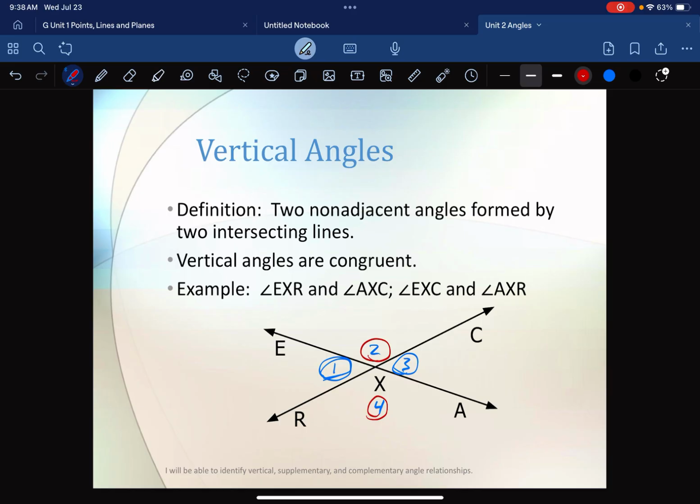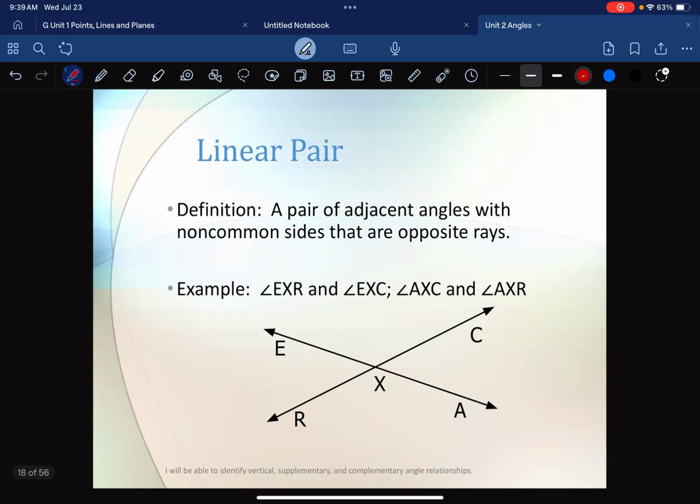So if you had any with 3 letters, we have EXR, that's angle 1, and AXC, that's angle 3 right there. And then EXC is angle 2 in the drawing, and angle AXR is angle 4 in the drawing. Okay? Sometimes it's easier to number them than letter them, but I want you to have the practice on both. Okay?